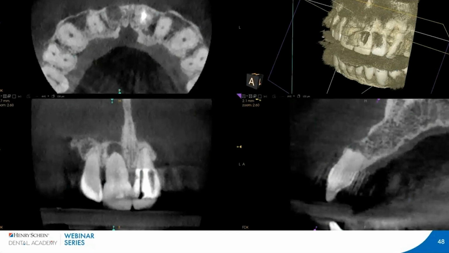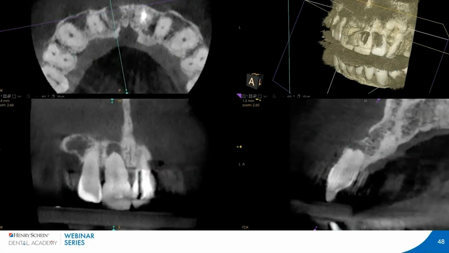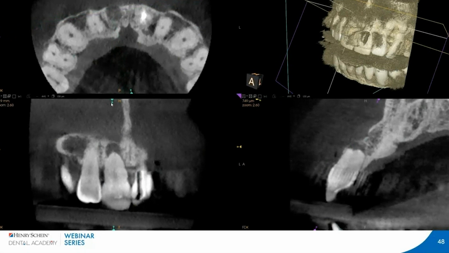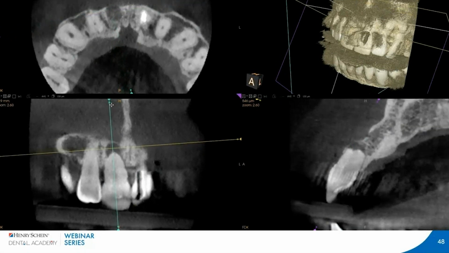This is another similar case where the 2D radiograph did not show much of a canal system, and we can see here from the 3D scan that it is very difficult to see the canal at any point, indicating pulp canal obliteration.